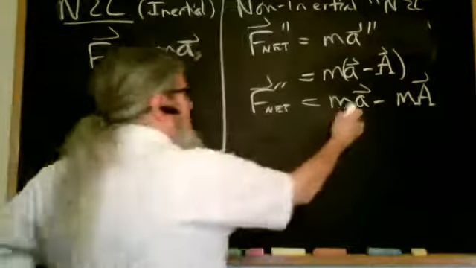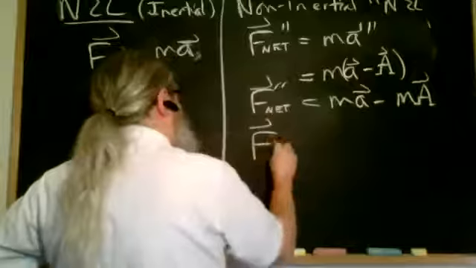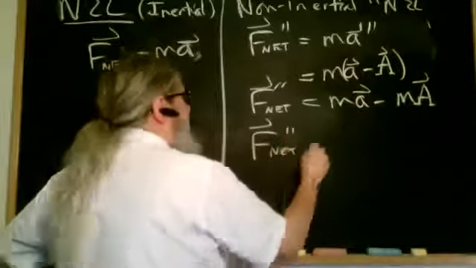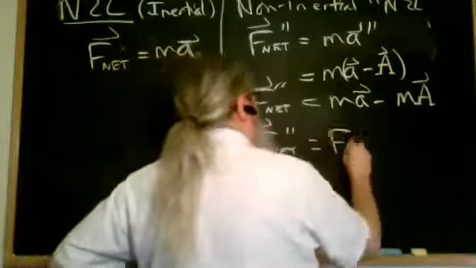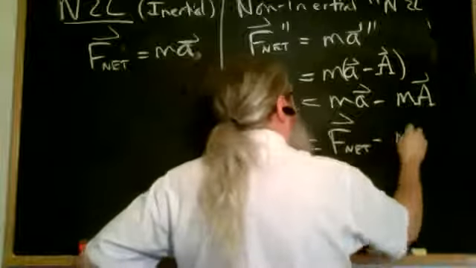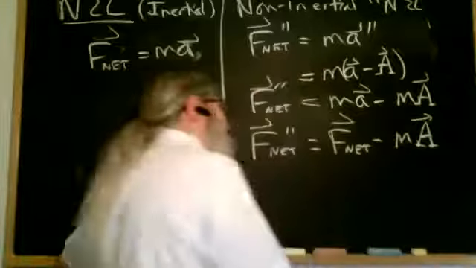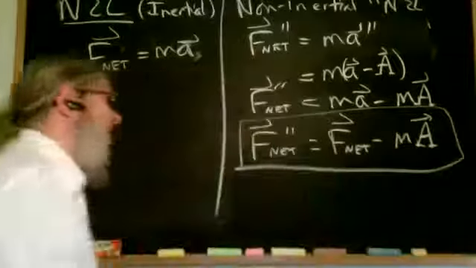But we know what ma is. It's just F net as measured in the original frame. F net in the non-inertial reference frame is equal to the net force as measured in an inertial reference frame minus ma. So this is the critical equation of the whole day. Okay, what is it telling us?